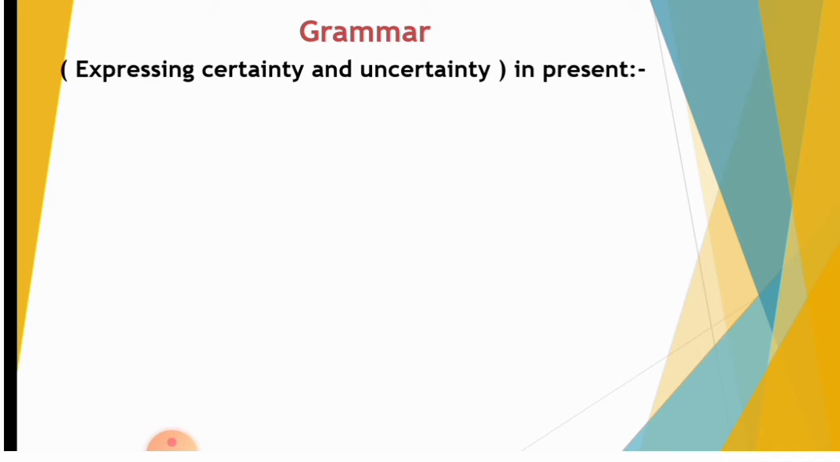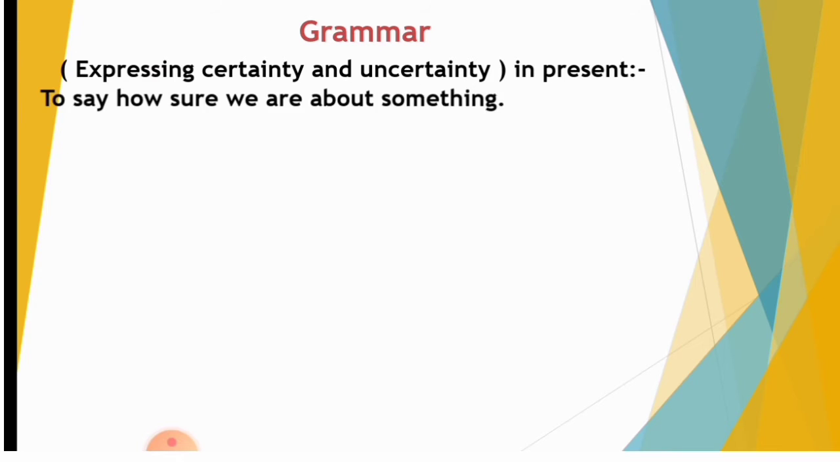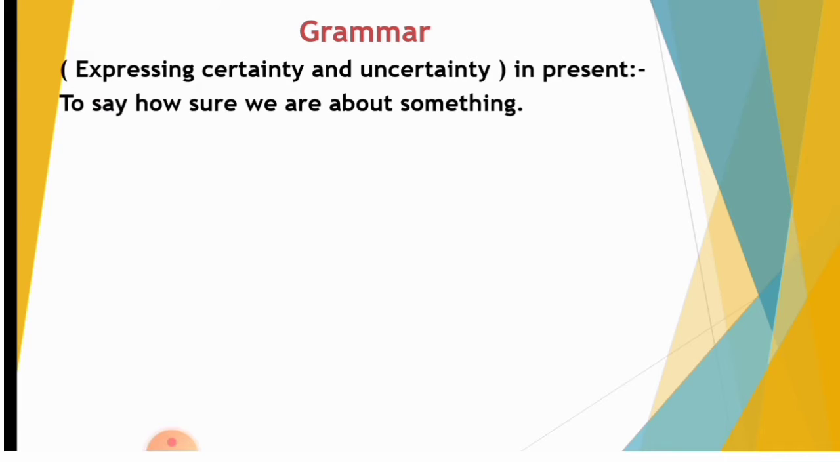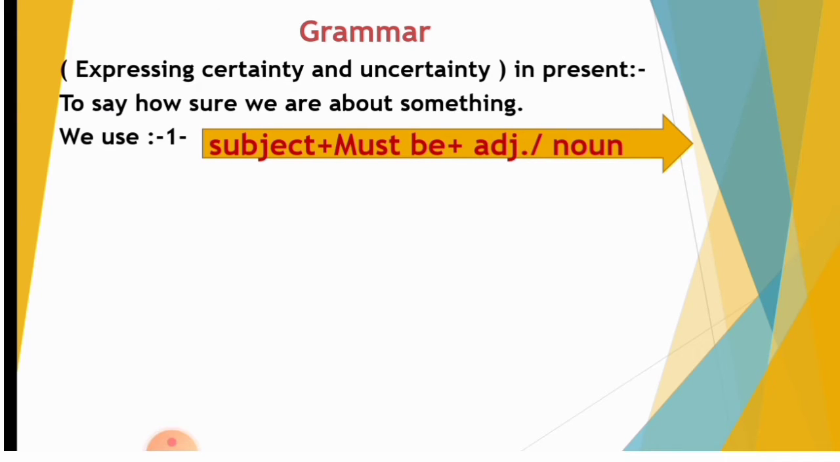How to make deduction. Deduction means استنتاج. In this unit, we are going to say how sure we are about something. First of all, we use subject, must be, then adjective or noun. We use this structure when we feel sure that something is true.